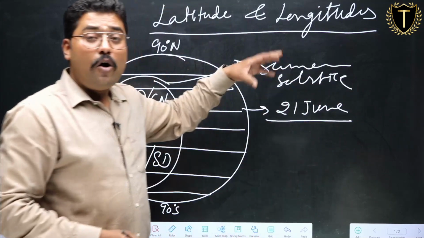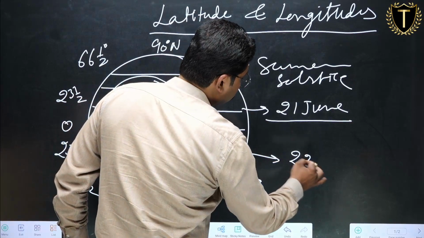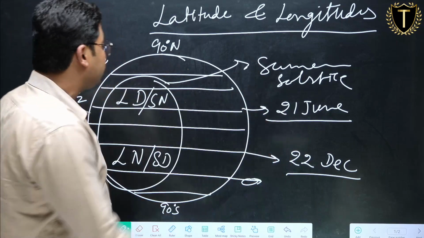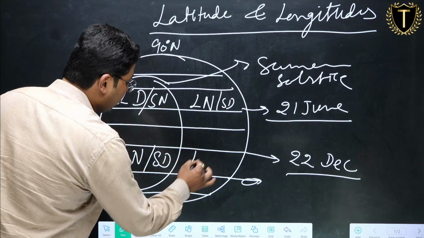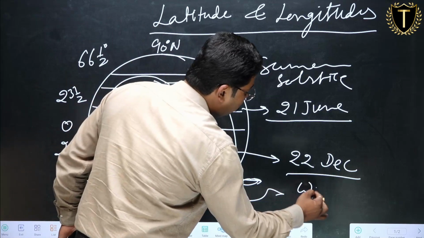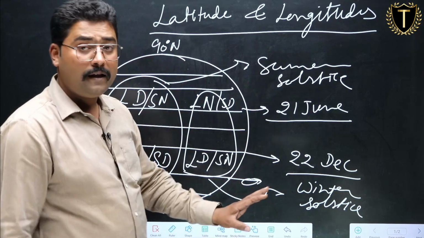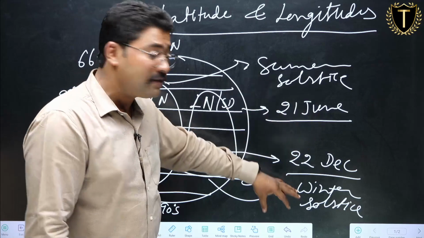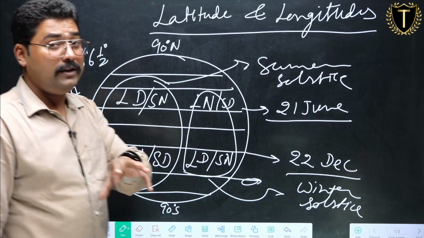On the other hand, on 22nd December, the sun is vertically over Tropic of Capricorn. This means the northern hemisphere is having the longest night and shortest day, and the southern hemisphere the longest day and shortest night, which is considered as winter solstice. Simply, this means zero shadow day on 21st June and zero shadow day on 22nd December on Tropic of Cancer and Capricorn respectively.